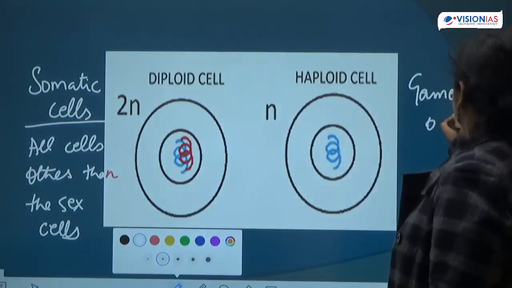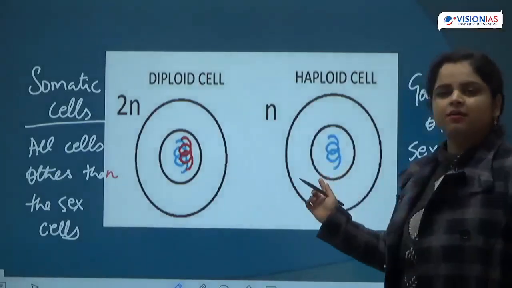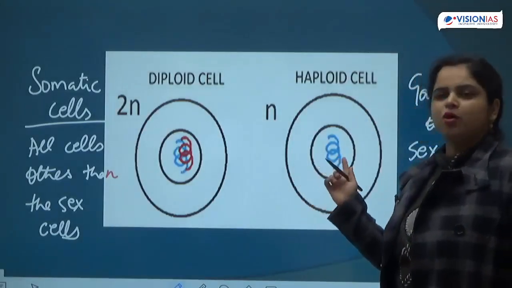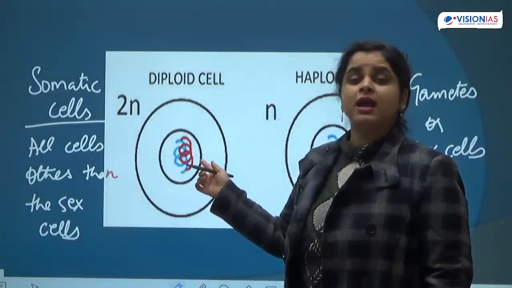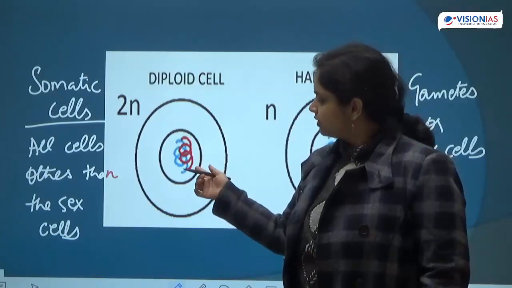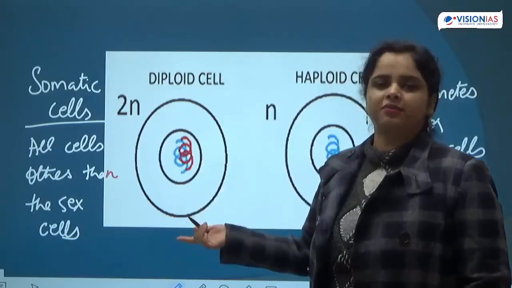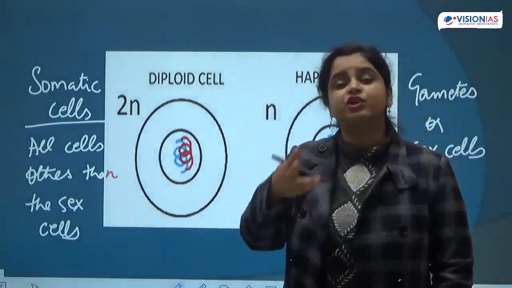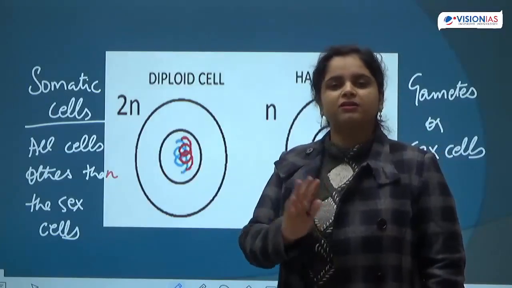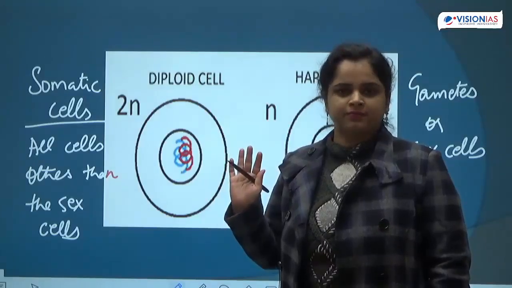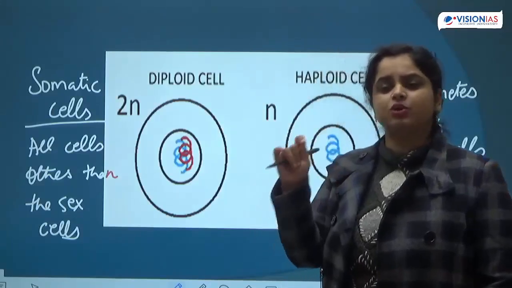Gametes or sex cells, we say that they have a single set of chromosomes. Here you can see one is blue, one is red. The two colors have been shown as a distinction for the two parents. One set coming from one parent, one coming from the other parent. So in every organism, half and half is coming from both the parents. 23 from mother, 23 from father. Equally, both of them are giving their DNA. So in your body, you have DNA equally coming from both the parents.